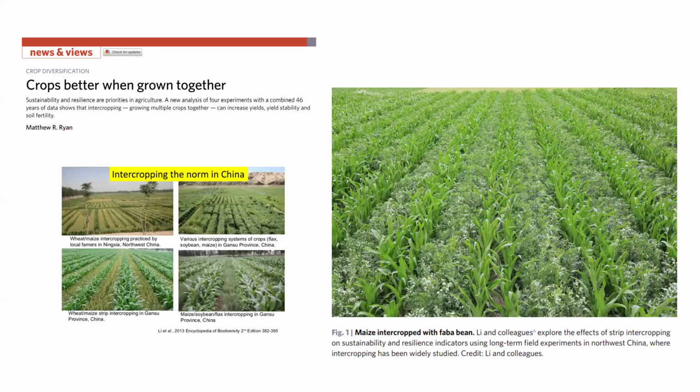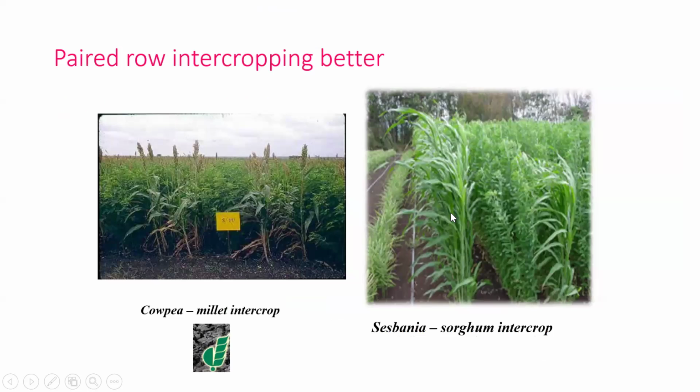Intercropping is the norm in many parts of the world. If we look at Northwest China, it is very common to intercrop wheat and maize, soybean and maize, flax, soybean and maize, faba bean and maize. And you'll notice that the intercropping is in strips. Okay, and let's go to the next slide.